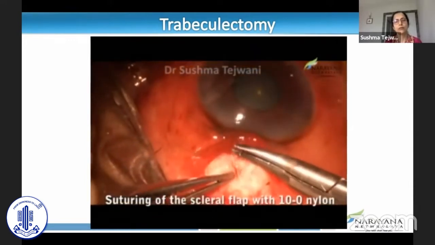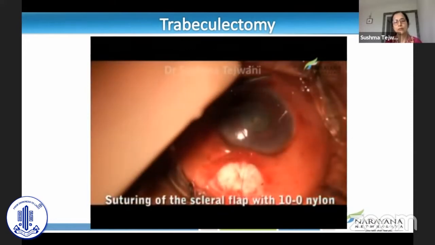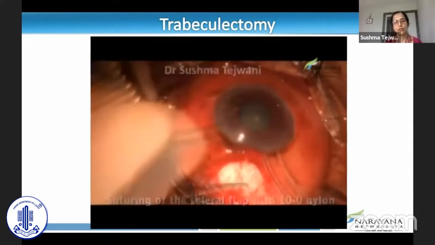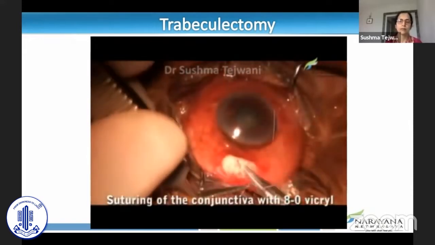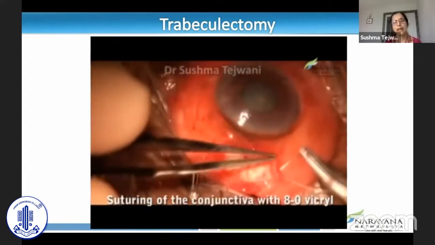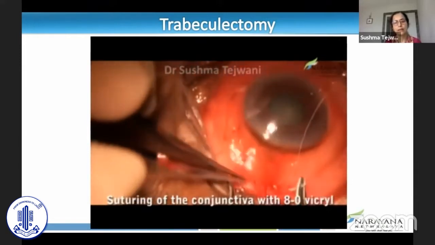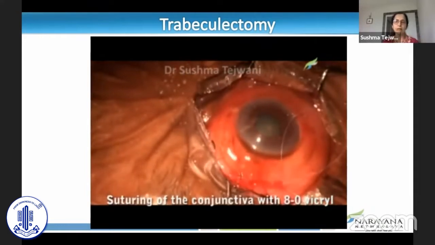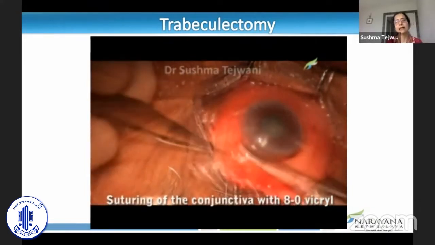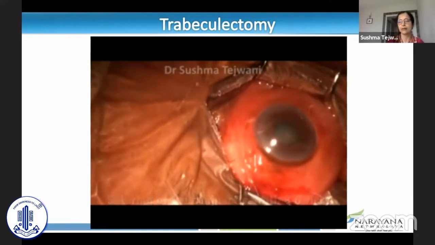Once you're sure there's a full thickness iridectomy done, then you can close the scleral flap with 10-0 nylon suture, whether you use a single suture or three sutures, depending upon your preferences. And this is the conjunctival suturing being done with 8-0 Vicryl. So this is a continuous purse string suture because I have taken a limbal based flap. And what is important here to keep in mind is to always use a round body needle and not the cutting needle.